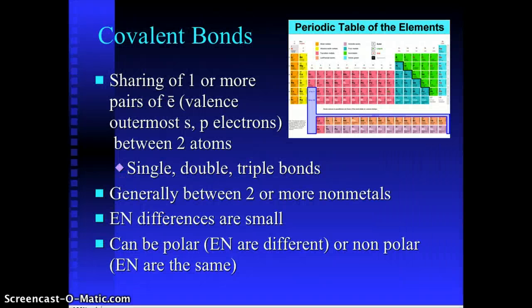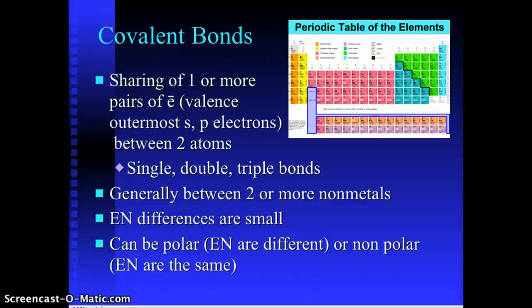All right, so our next type of bond is called a covalent bond. We've talked about covalent before. Key terms here: sharing, underline that, star that term. Sharing of one or more pairs of electrons. They're going to share pairs of electrons, and that sharing is the other key there.